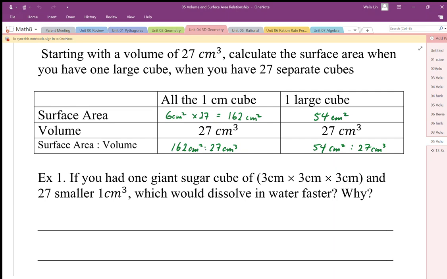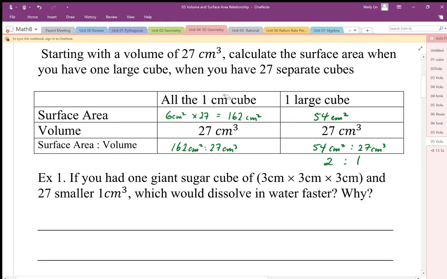In the video, the large cube was broken up into 27 smaller cubes. So we have the one large cube. The surface area was 9 centimeters squared for each square, and there are 6 of them. So the total surface area is 54 centimeters squared. The volume is 27 centimeters cubed. If we take a look at the ratio of these two numbers, the surface area to volume ratio, and simplify it, it becomes a 2-to-1 ratio.